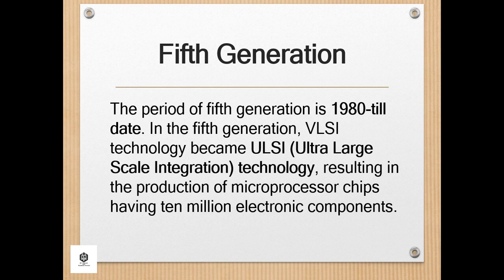AI is an emerging branch in computer science, which interprets the means and method of making computers think like human beings. All the high-level languages like C and C++, Java, .NET, and so on are used in this generation.